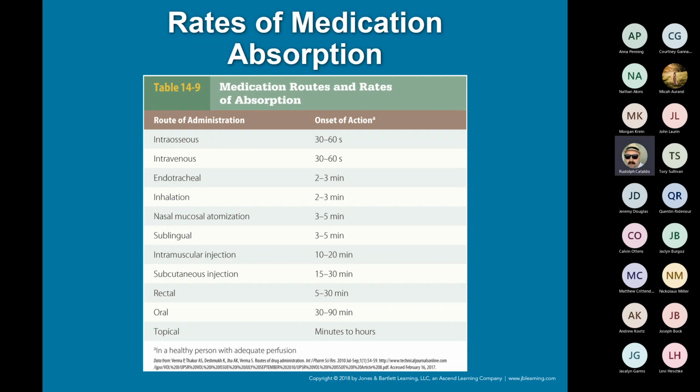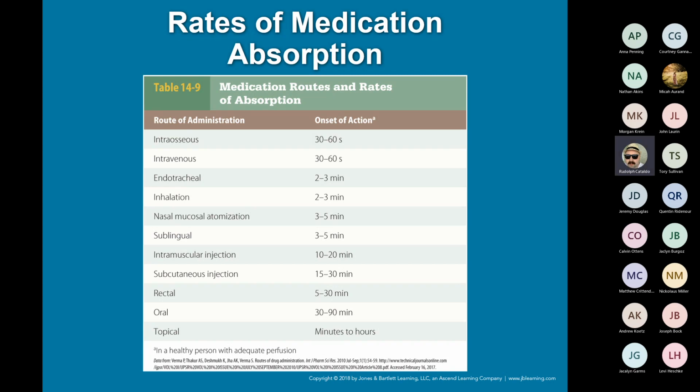Inhaled drugs are usually really quick. Albuterol, Atrovent, DuoNebs. Usually not an issue. Nasal atomization, so Narcan intranasally. Sublingual, because underneath your tongue is very vascular and it's very thin. It's a membrane in itself. Anything in our mouth is a membrane that can be absorbed.